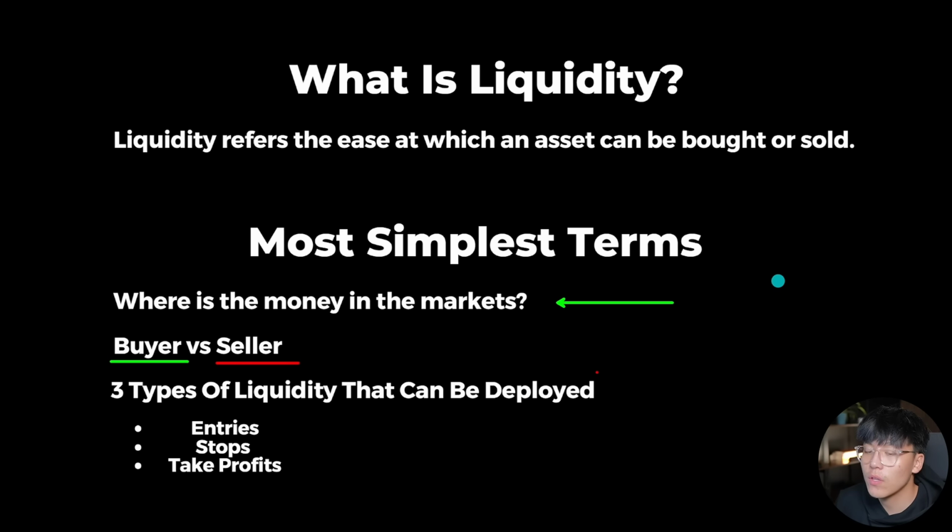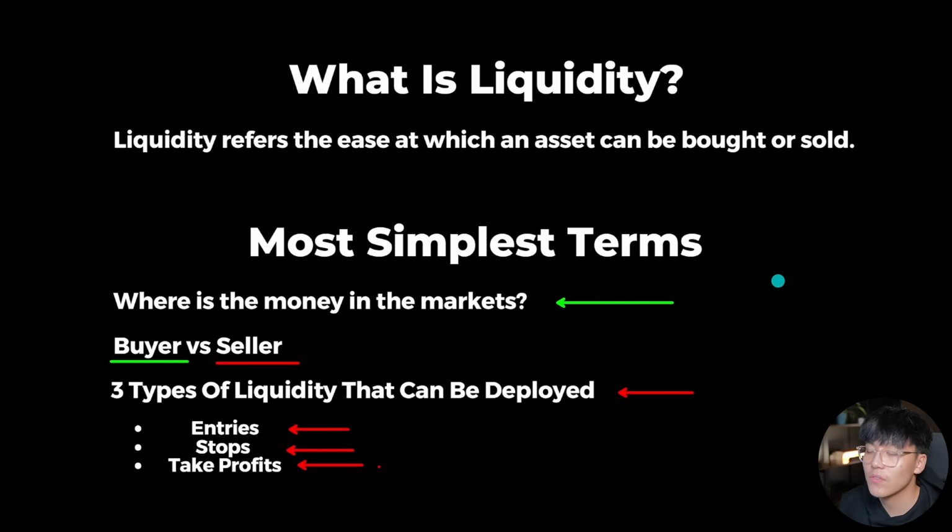And really, there's only three types of liquidity that can be deployed in the markets, and this comes from one of three things: entries, stops, or take profits. Whenever we enter in the markets, that's a form of liquidity. Whenever we get stopped out of the markets, that's also a form of liquidity being deployed. And of course, when we take profits, we're looking to take liquidity from the markets.